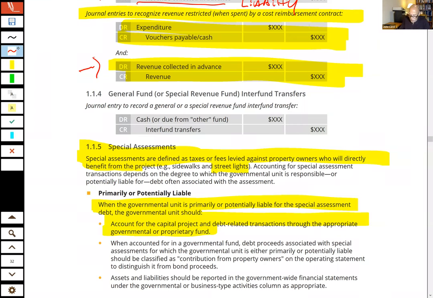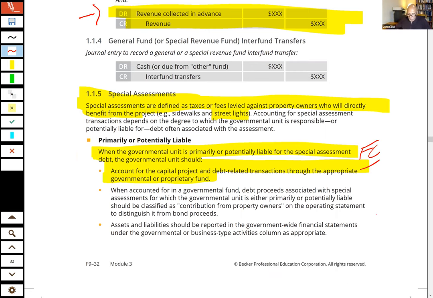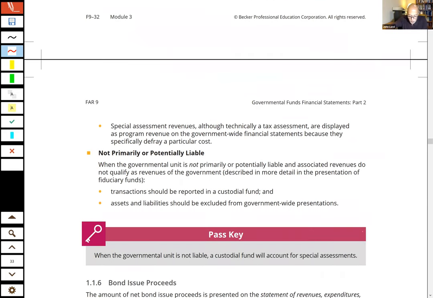So you can go ahead and flashcard that. What happens when the government is potentially primarily liable? That is going to be accounted for in the capital project fund, debt in the debt service fund. Now, conversely, if the government is not potentially or primarily liable, here the government is really acting like a custodian, in which they will take the money from the property holders and do a favor to those property holders and hand that over to the bondholders. Then that transaction should all be accounted for in a custodial fund. We'll look at the custodial funds a little bit later, but why don't you just go ahead and flashcard: government potentially primarily liable, special assessment, account for that in the capital project fund. Government not potentially primarily liable, account for that in the custodial fund.